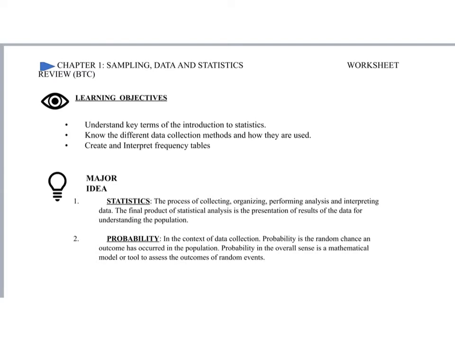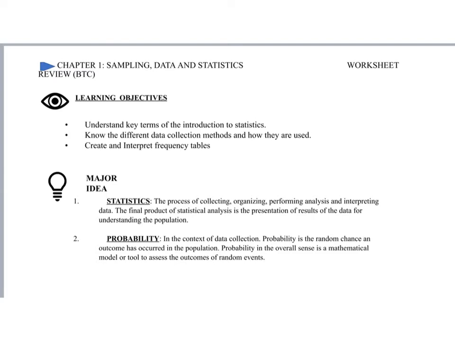The learning objectives in this chapter are the following: understand key terms of the introduction to statistics, know the different data collection methods and how they are used, and create and interpret frequency tables. The major idea of this chapter is to understand the difference between statistics and probability. Statistics is the process of collecting, organizing, performing analysis, and interpreting data. The final product of statistical analysis is the presentation of results of the data for understanding the population.